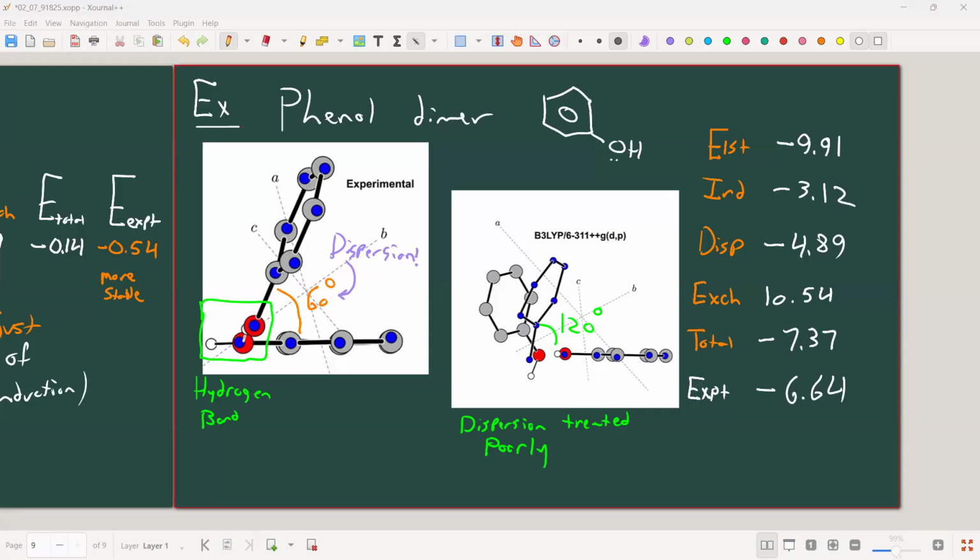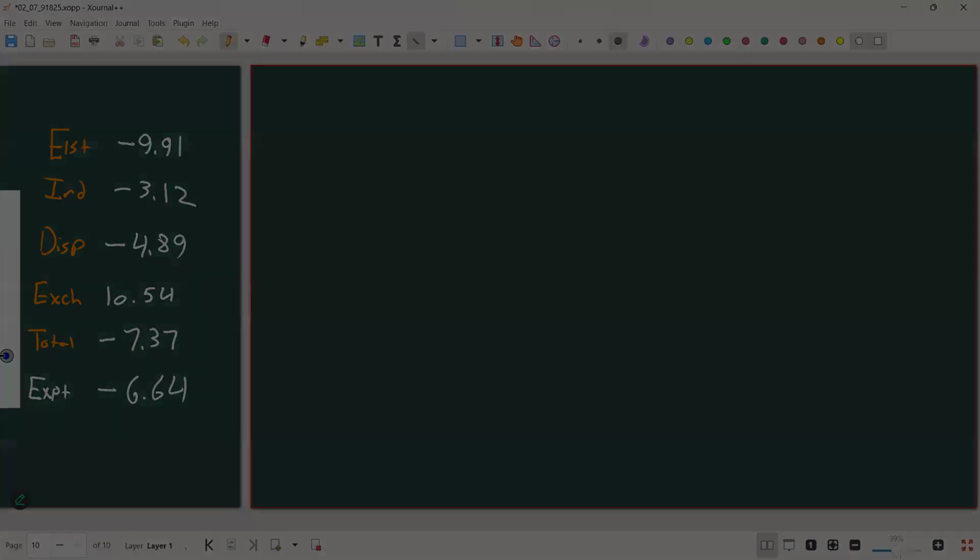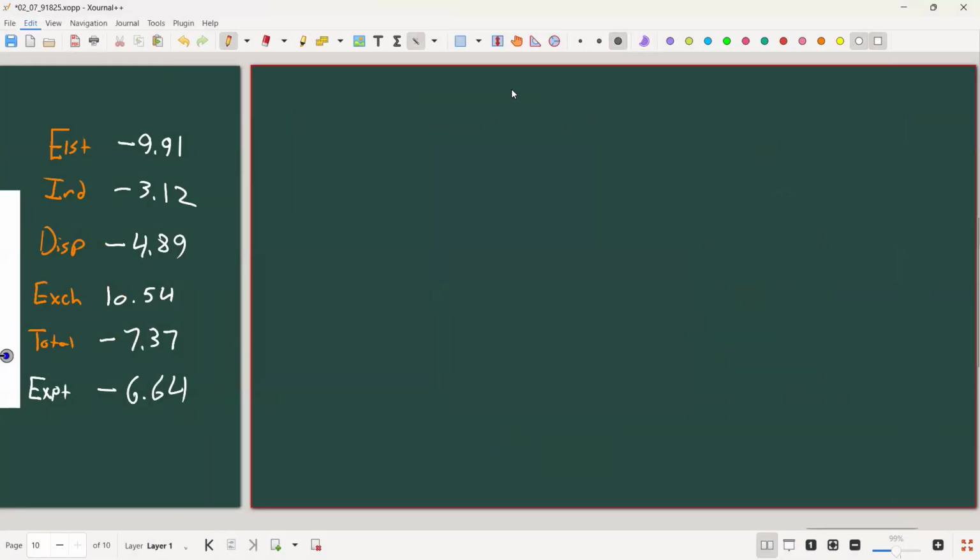And so what I also looked at in my paper was the trimer of benzene or phenol. And that's a beautiful picture, beautiful structure. And I'll compare it now to the dimer.